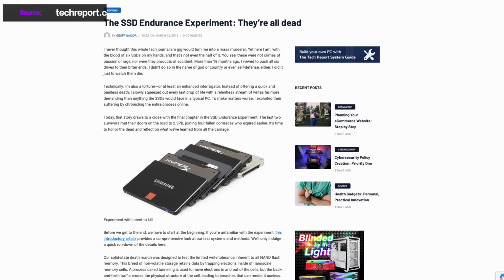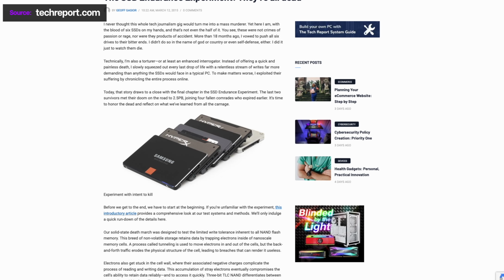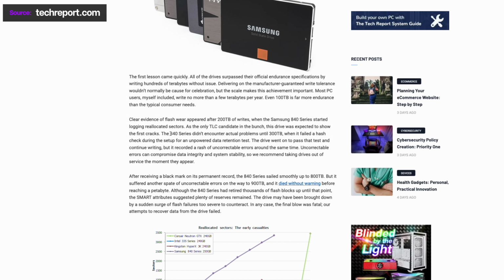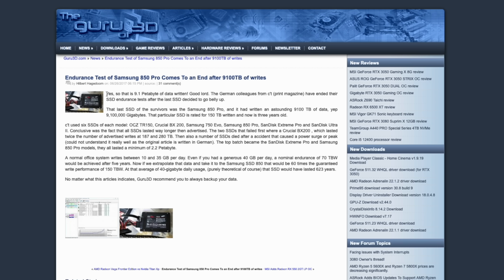Other experiments saw similar results. For example, this one by techreport.com, where all of the 250GB SSDs they tested achieved at least double their specified TBW ratings, with several, once again, lasting for over 2 petabytes, or 2,000TB of writes before failure. And just in case you're still not convinced, here's another experiment.